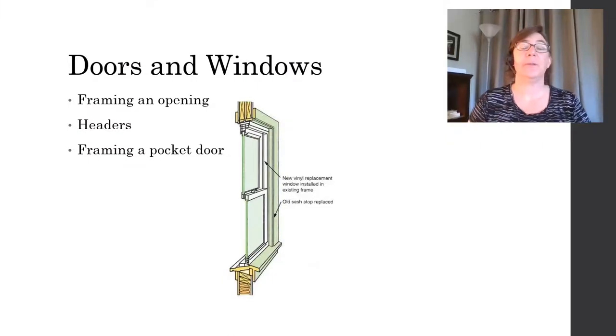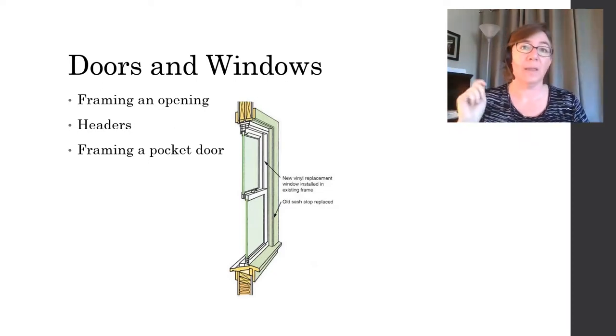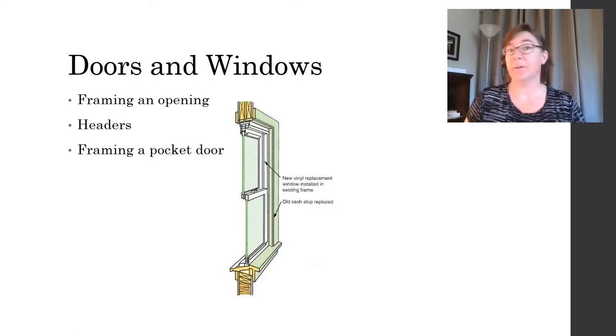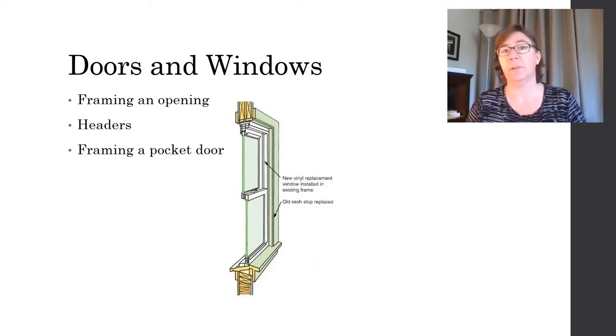The first thing I want to do is continue our discussion of framing from last week and talk about how to make an opening in your wall framing in order to put in a door or a window. And to dig a little bit deeper into that, we'll talk about the headers that need to go above your doors and windows. Finally, I want to cover how to frame a pocket door because this seems to be a confusion for many students. So we'll take a closer look at that.